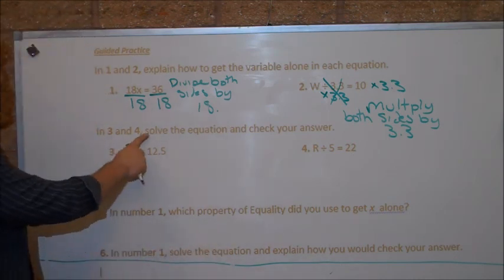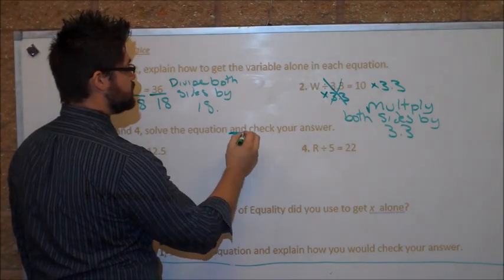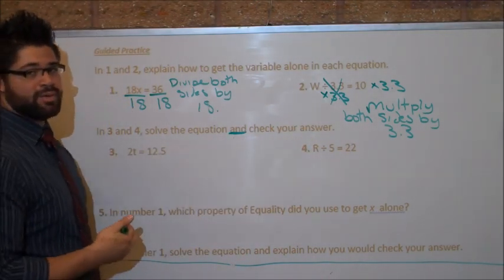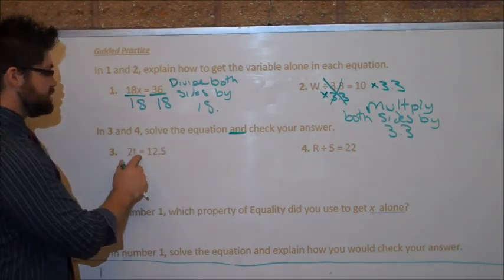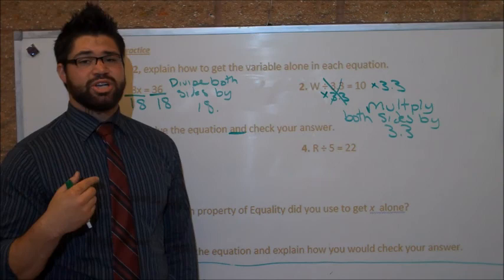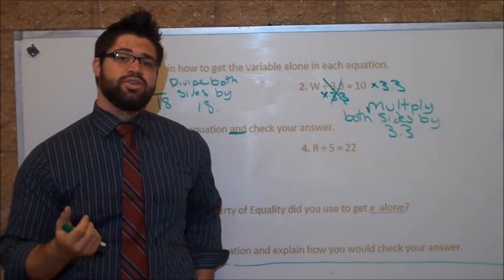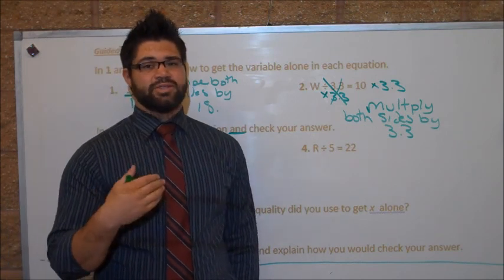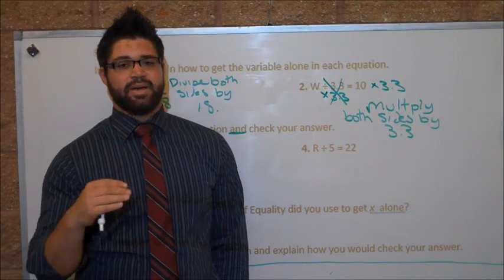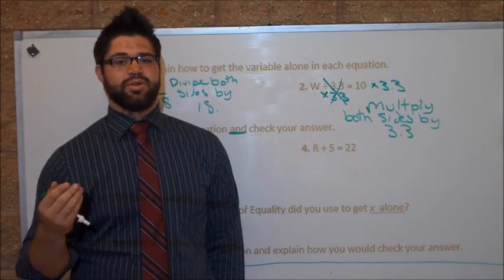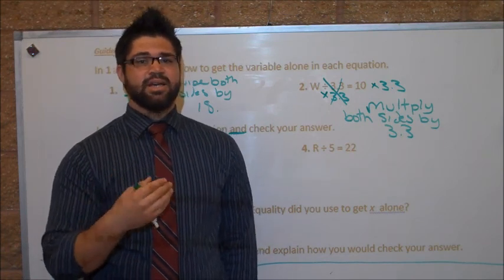Let's look at problems 3 and 4. Now it tells us to solve the equation and check your answer. Remember, to check your answer, all you have to do is take the answer you get for your variable and just plug it right back into your original problem. If you check your answer and it makes the equation balanced, it makes it equal, then you know you got the right answer. If it's not equal, then you probably made a simple little foundational mathematics mistake along the way, like saying 2 times 3 is 5 instead of 6. So it's something easy to fix. So that's why it's important.